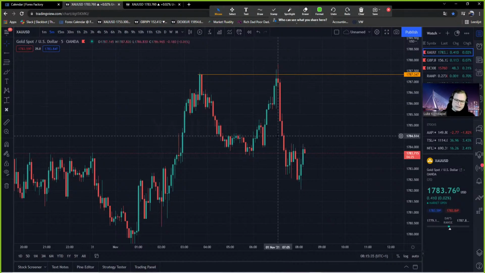Now we might have a fake out. If we have a push further up, and that's why people are looking for buys, price might pull back because we have this London Open over here.